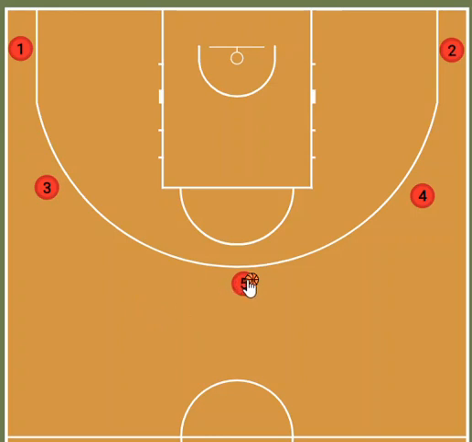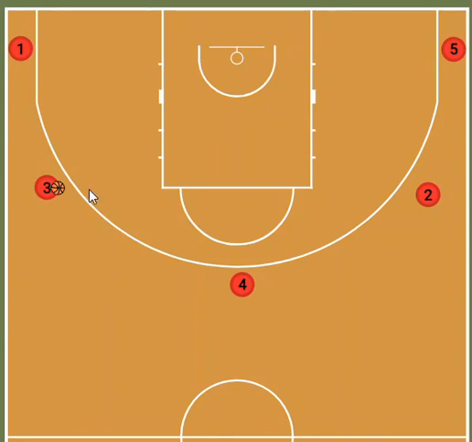And this just continues on. So let's just pretend 5 passes to 3. 5 is going to cut to the basket. 4 is going to fill. 2 is going to fill. And 5 is going to go to the opposite corner of the direction they passed it.